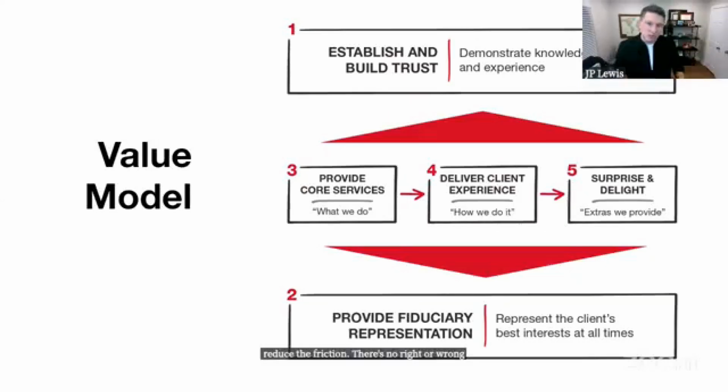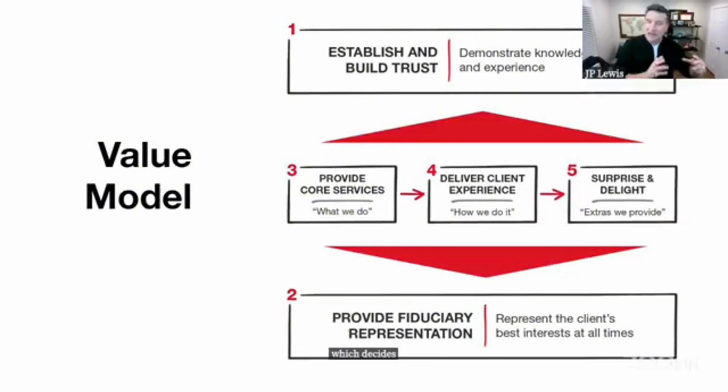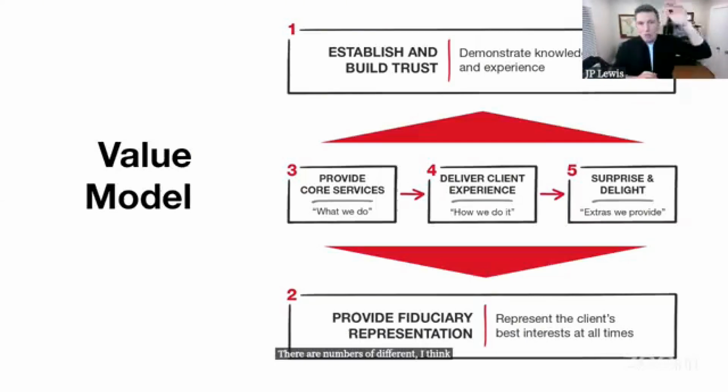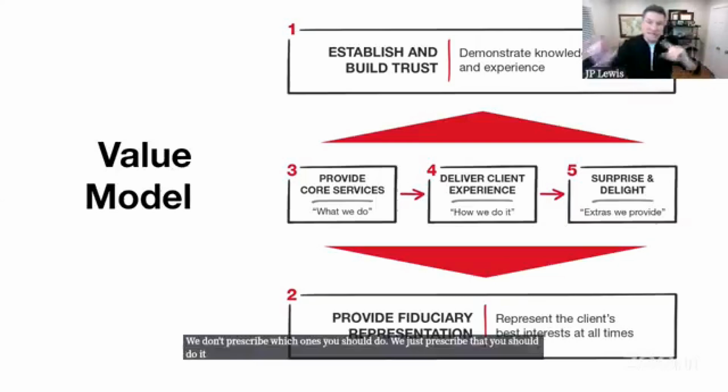You'll notice in the Millionaire Real Estate Agent book, we have a whole model. We have 4 models. And the first one is the economic model, which decides how much money we want to make and how much activity, like appointments, we need to make that money. Once we know that, now we've got to go lead generate to get those appointments. Well, in the lead generation model, there are, I think, over 24 ways to market yourself and a whole other set to prospect for business. We don't prescribe which ones you should do. We just prescribe that you should do it habitually every day, because that's what the top agents in the research showed, that they all did it.